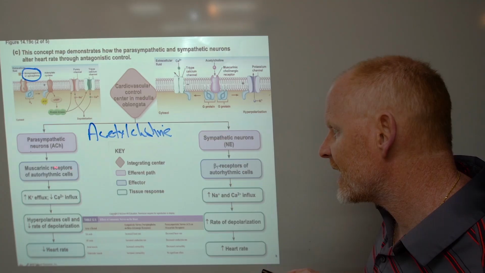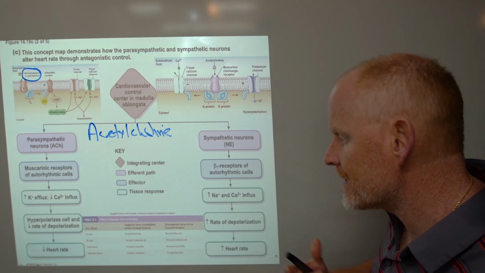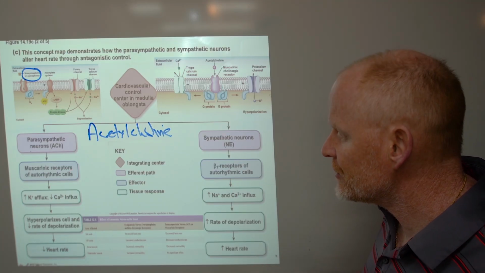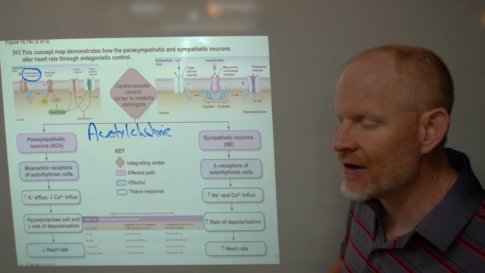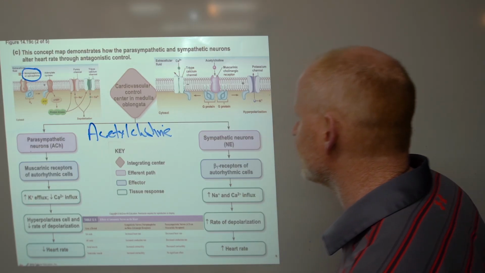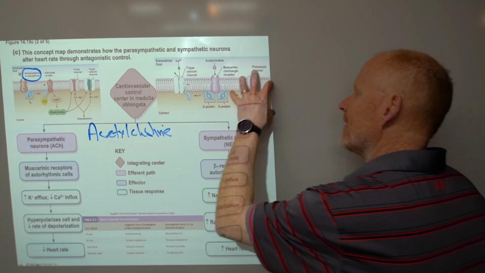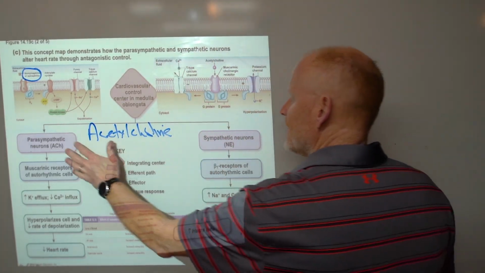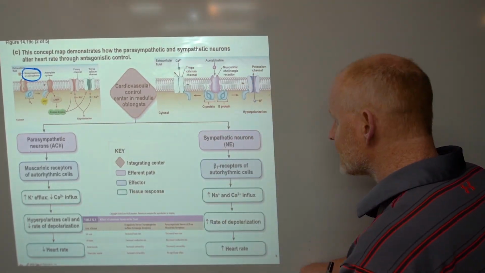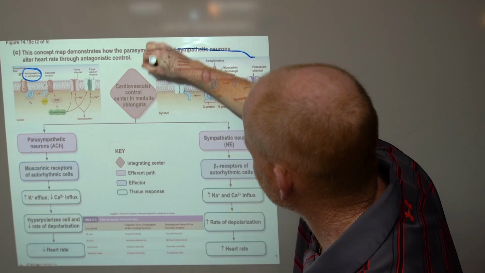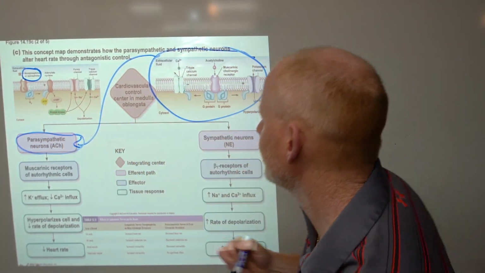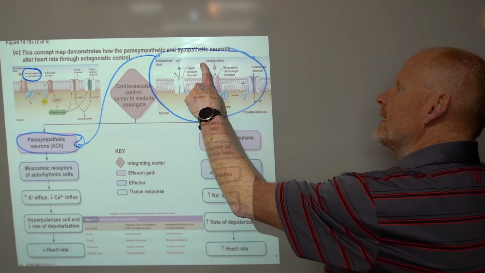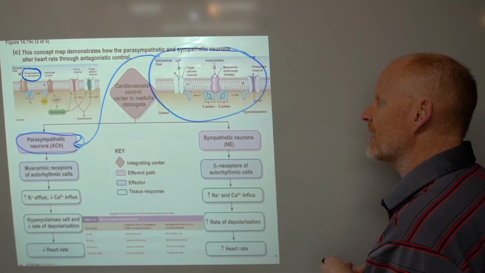Once a muscarinic receptor is bound to acetylcholine, you get an increased efflux of potassium and a decrease of calcium influx in the autorhythmic cells. That mechanism is located up here, okay? So make sure you are paying attention to this. This side represents the parasympathetic, right? Acetylcholine comes in and binds to the muscarinic receptor.